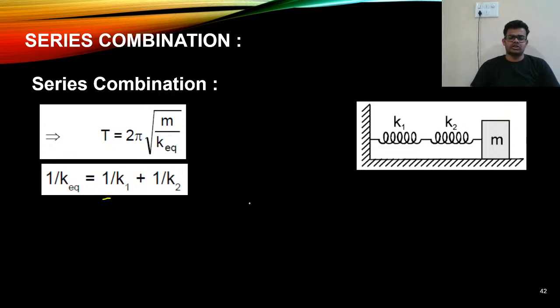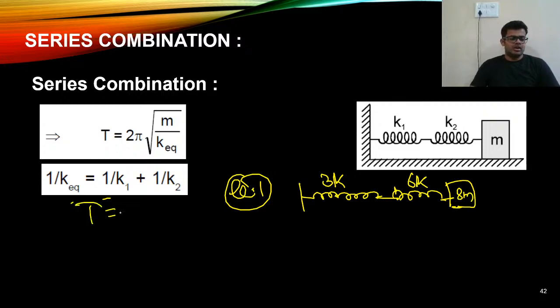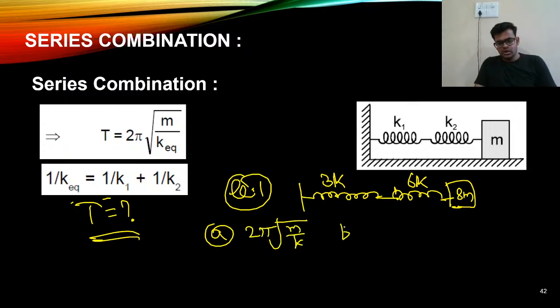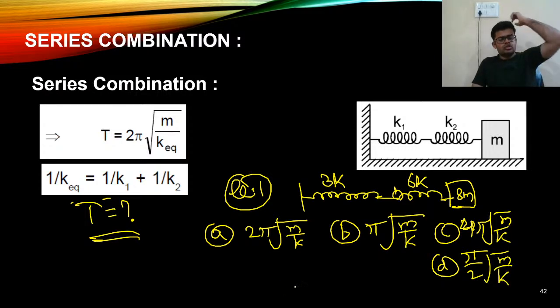So I'm going to ask a question for you. Let's say there is a spring having spring constant 3k and another 6k, and this is a mass of 8m. Find the time period of oscillation. I'm giving you some options. Option A, T is equal to 2 pi root of m by k. Option B, T is equal to pi root m by k. Option C, 4 pi root m by k. And last, option D, pi by 2 root m by k. These are the four options in front of you. You need to choose the correct answer. Which of the following answers is correct?